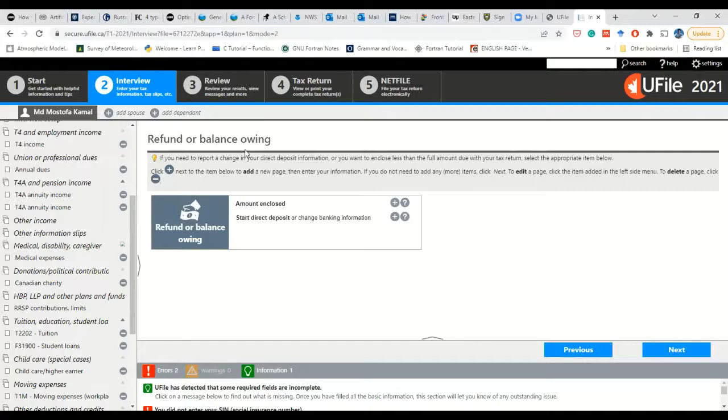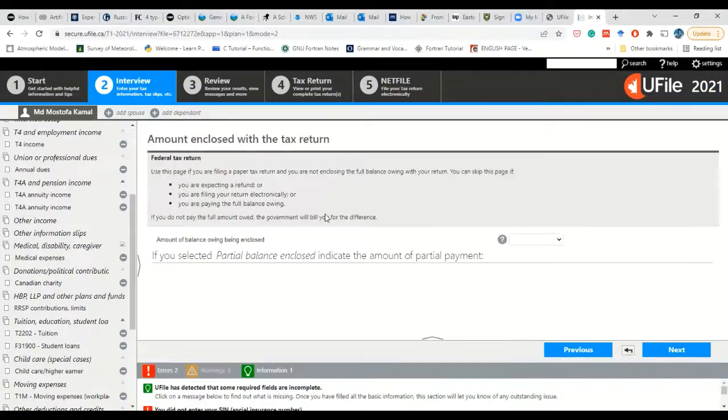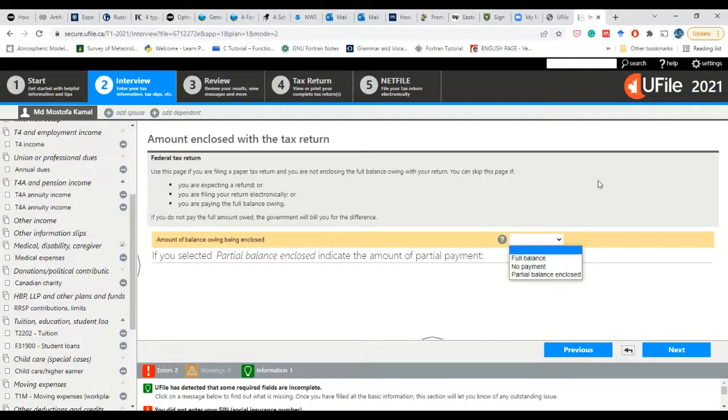And refund or balance owing, as I mentioned. Either the government will get some money from you, or you will get some return from the government. So the question is how. If you're receiving money from the government, how do you want to get it? I would prefer to have this money directly deposited to my bank account. Here, amount of balance owing being enclosed. If after filling in the tax return I find that I need to pay the government, this is how you want to pay. This is the amount.